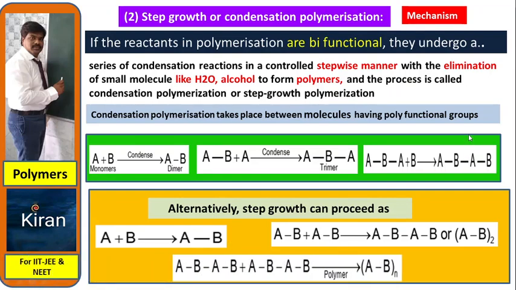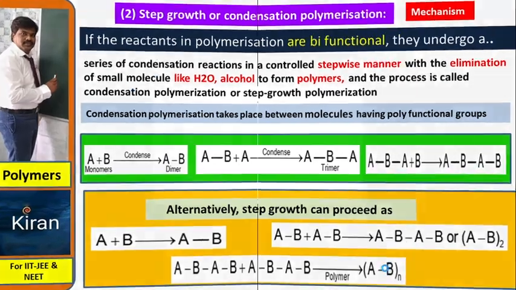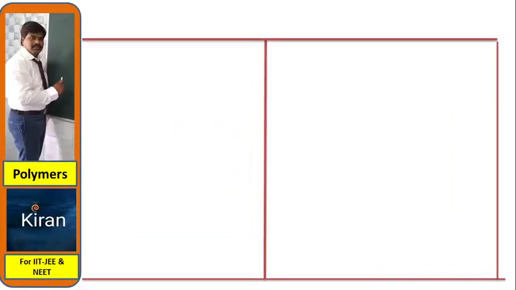So finally we can represent it like this: AB, AB, AB plus AB, AB, AB. Different molecules all combined together, so n under the AB, all AB types are there. This is a polymer. This is about the step growth polymerization mechanism. But this is the important part we are going to learn. We'll see one by one.